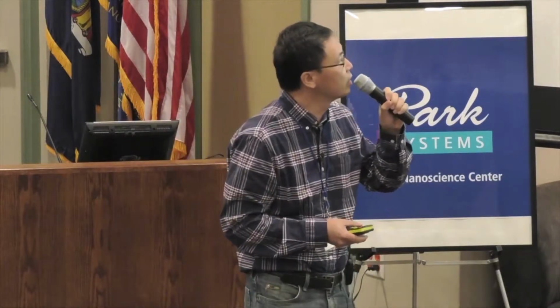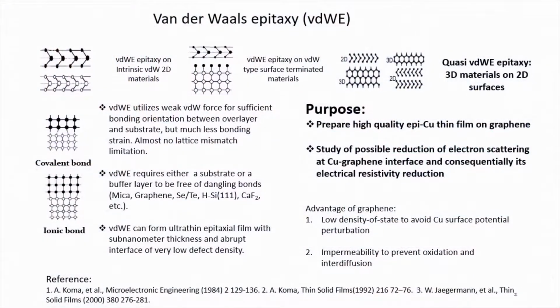So in this case, the epitaxy requires the substrate to be free of dangling bonds. We already talked about the mica and the graphene, and people also use selenium, tellurium, hydrogen terminated silicon 111 and calcium fluoride. There are many materials that can achieve the van der Waals epitaxy.